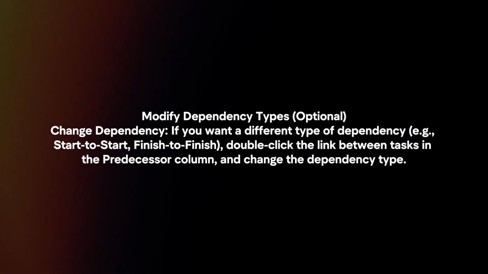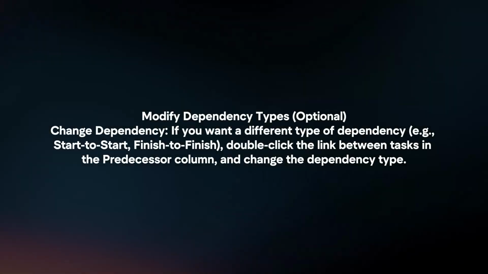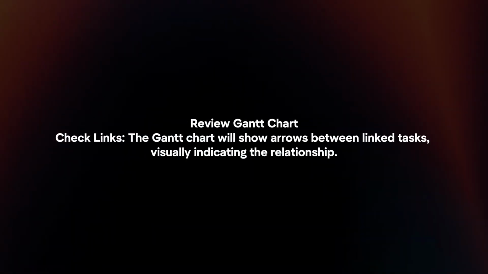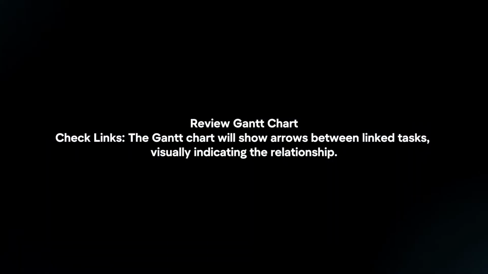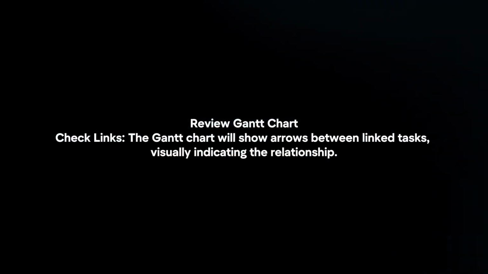If you want a different type of dependency, double-click the link between tasks in the predecessor column and change the dependency type. Review Gantt chart. Check links. The Gantt chart will show arrows between linked tasks, visually indicating the relationship.